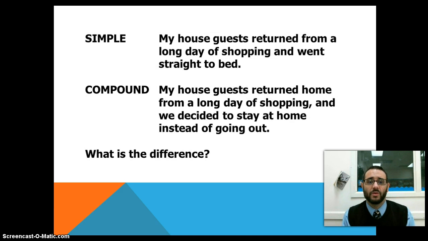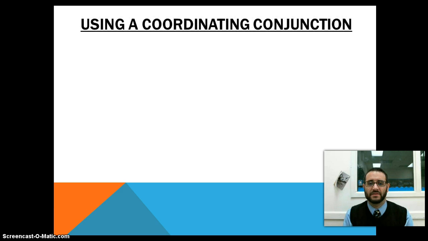So let's look at the difference here. We have the simple sentence: my house guests returned from a long day of shopping and went straight to bed. Your compound sentence on the same topic is: my house guests returned home from a long day of shopping and we decided to stay at home instead of going out. The first sentence is long, but it's only simple because there's one subject and then there's just two verbs. But there's no independent clause that can stand on its own. Unlike the compound sentence, where if you took out that and made them two sentences, it would actually still make sense. So they're two independent clauses.